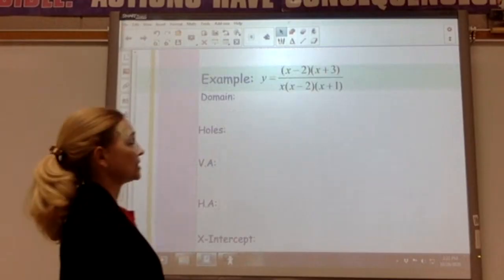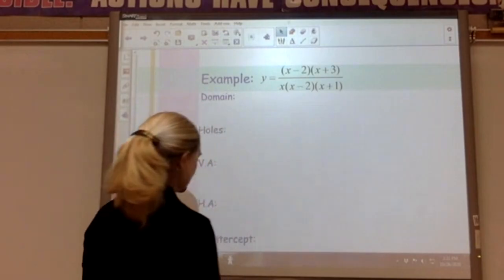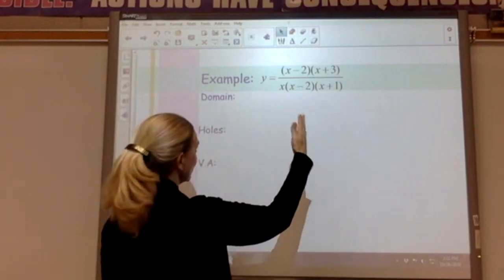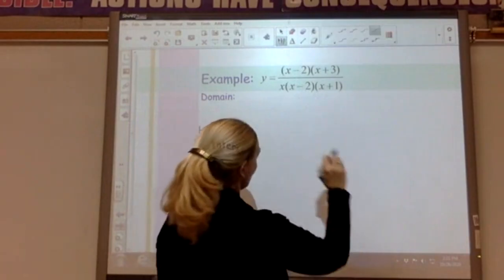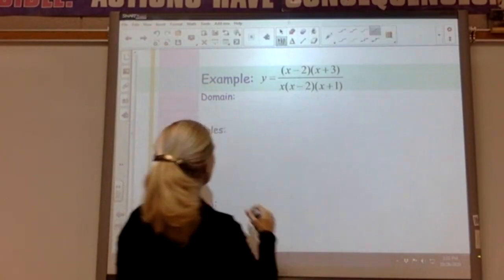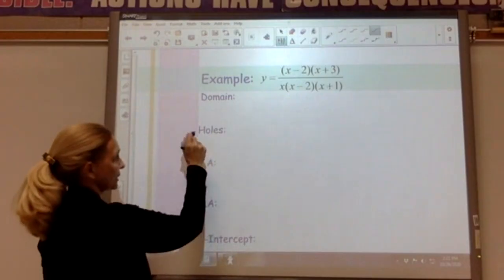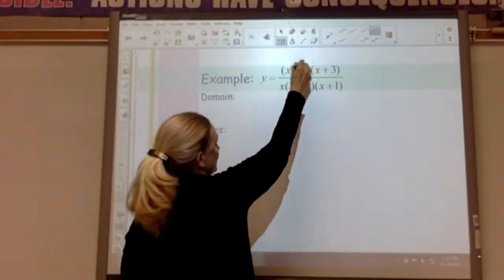All right, so here we go. This one is already factored for us, which is nice. And so we can see right away that we have a common factor. So this tells us that we're going to have a hole. All right, and so the hole, we're going to set the common factor.